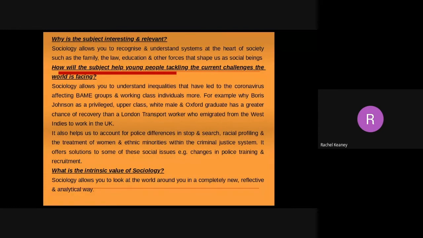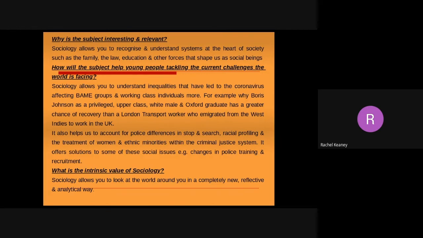And it also helps us to account for police differences in stop and search. It's an incredibly controversial policy. And we know that if you are Black or Asian, if you're a young Black or Asian guy, you are much more likely to be stopped by the police than other people. And we've seen it happen to celebrities.